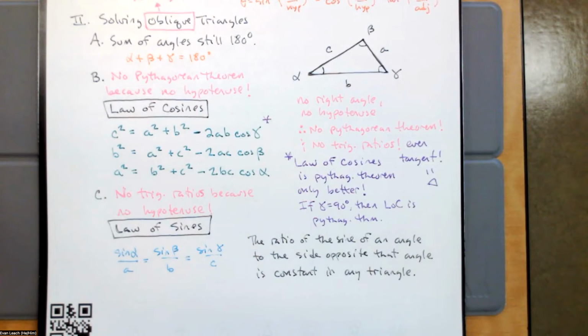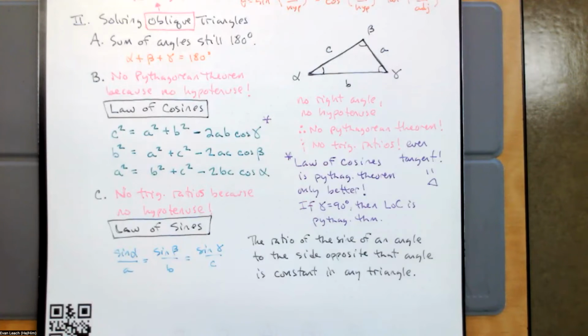This is how you would state the law of sines in words. To use it, you're just going to write sine alpha over A equals sine beta over B equals sine gamma over C. And really, you're just going to pick the two that are most applicable to your current situation. But if someone says state the law of sines, then you'll say that the ratio of the sine of an angle to the side opposite that angle is constant in any triangle.